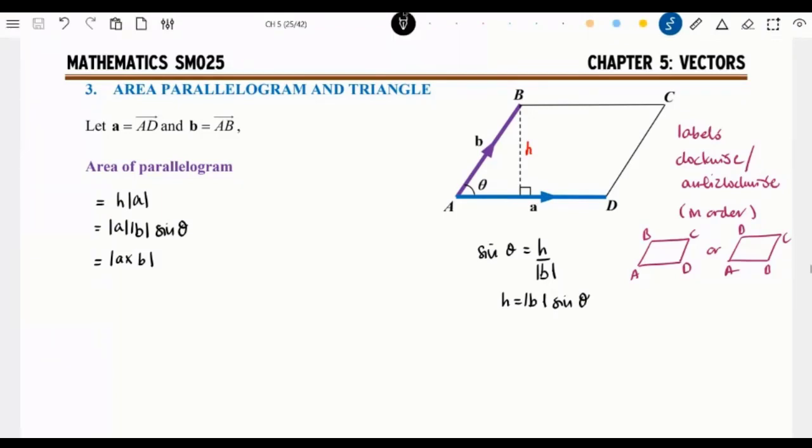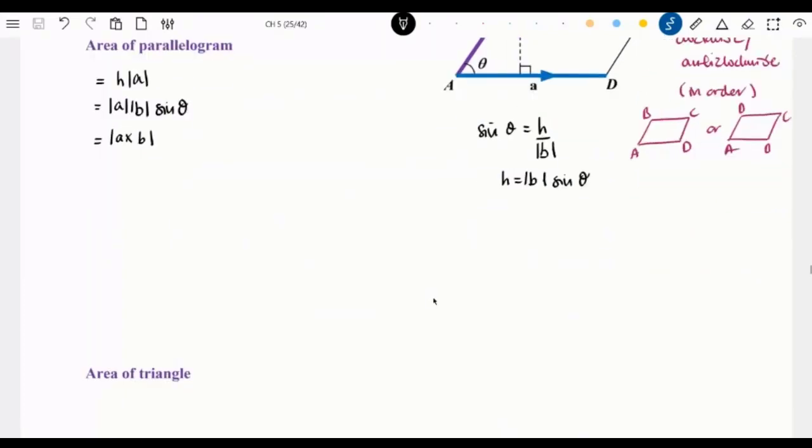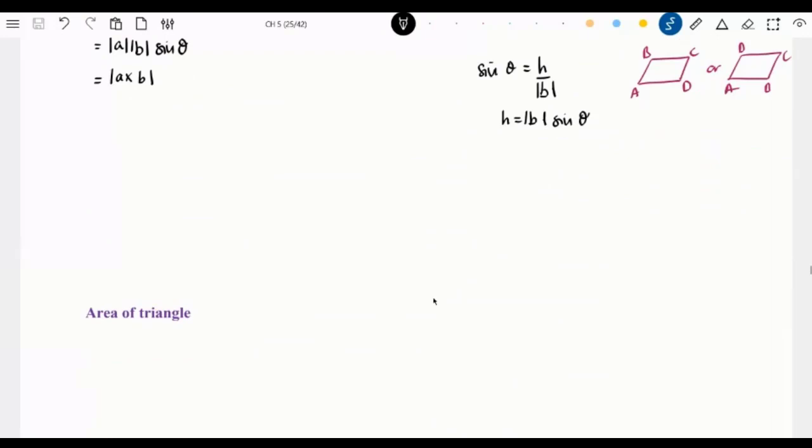Alright, so that is the area of parallelogram. Now for area of triangle, it's not that different from the parallelogram. We just have to put half. Area untuk triangle adalah half daripada area of parallelogram. So we have it half magnitude A cross B. Okay, so that's the formula: area of parallelogram, area of triangle.